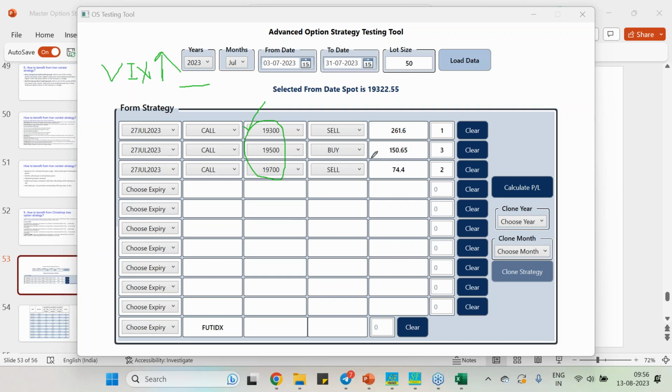In this strategy, how much have you invested? 150 into 3, only 450 rupees you have invested. How much have you received? 260 rupees, 261 rupees you have already received. Another 150 rupees you have received here. 150 rupees, 74. So how much does your maximum loss come to? 410 rupees is already received out of 450. If you do not take this 40 rupees risk, then how will you make the money? This 40 rupees is your risk.